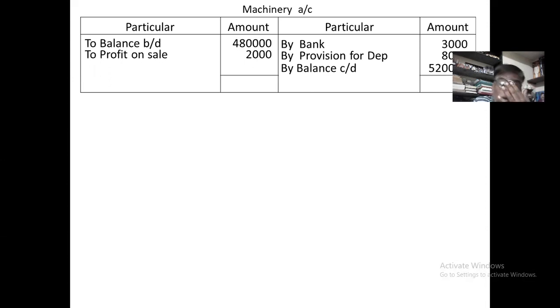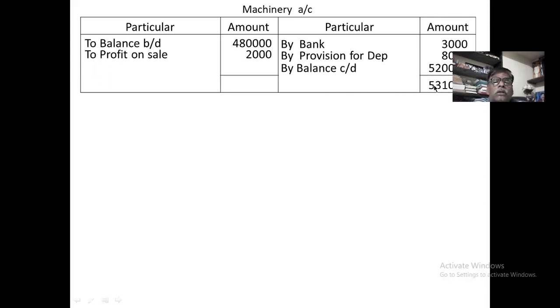You can calculate it if you want. What do you take? Take the original cost, less depreciation. You get the present value. Take the present value and take the sale value. If the sale value is higher, it is profit. If the sale value is lower, it is loss. You can calculate and write it and come. Okay, profit on sale is 2,000.